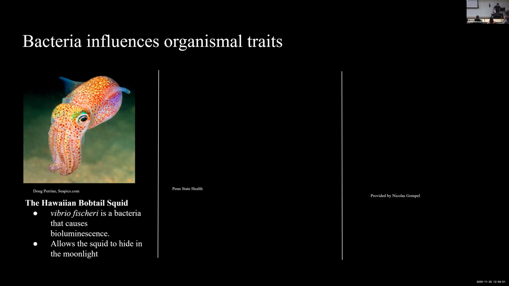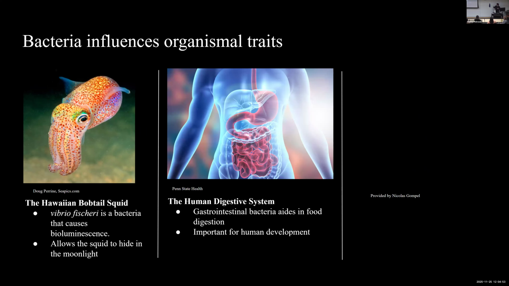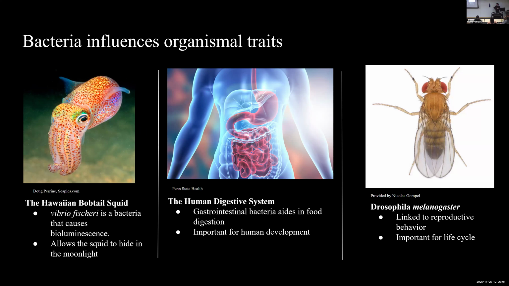You have one of these, so digestive system, you should be familiar. You absorb nutrients with the bacteria in there that helps break down food. It's important for your development. But we've also found in melanogaster that it's linked to their sexual reproduction and their general life cycle.